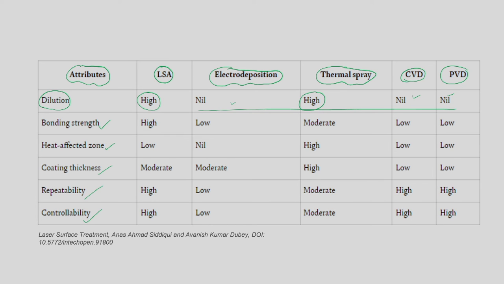As far as the bonding strength is concerned, the bonding strength in laser based processes is found to be very high. However, the thermal spray coating is providing a moderate level of bonding strength, and the electrode deposition, CVD and PVD are at a very low level.